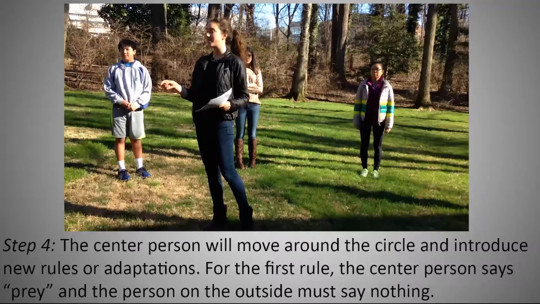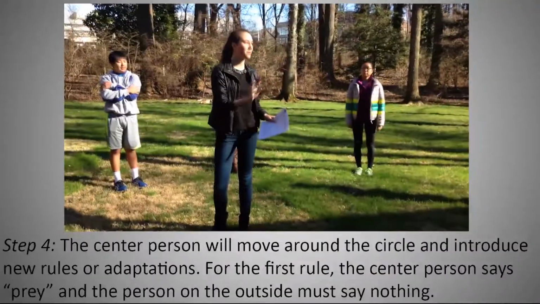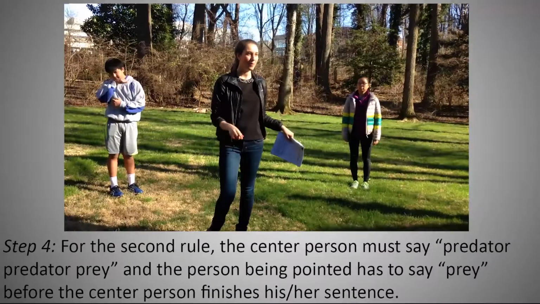Step 4. The center person will move around the circle and introduce new rules or adaptations. For the first rule, the center person says prey, and the person on the outside must say nothing. For the second rule, the center person says predator, predator, prey, and the person being pointed at has to say prey before the center person finishes his or her sentence.